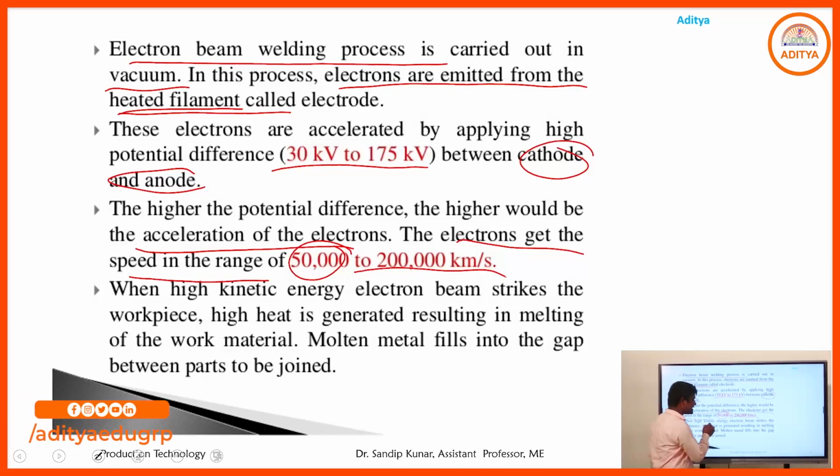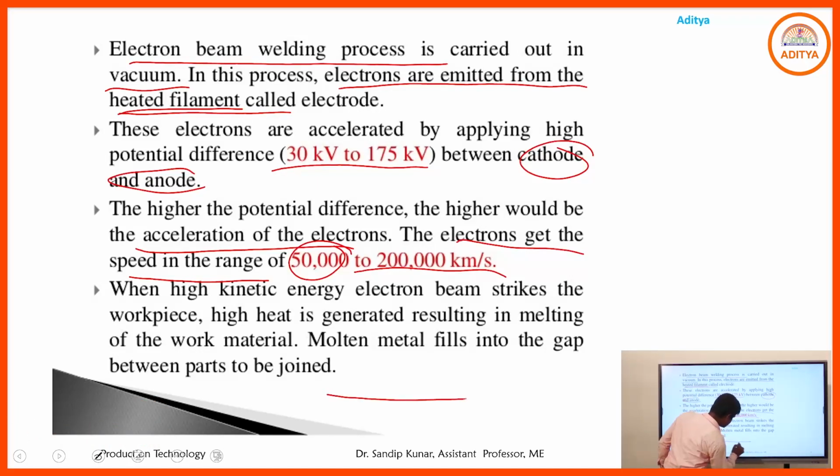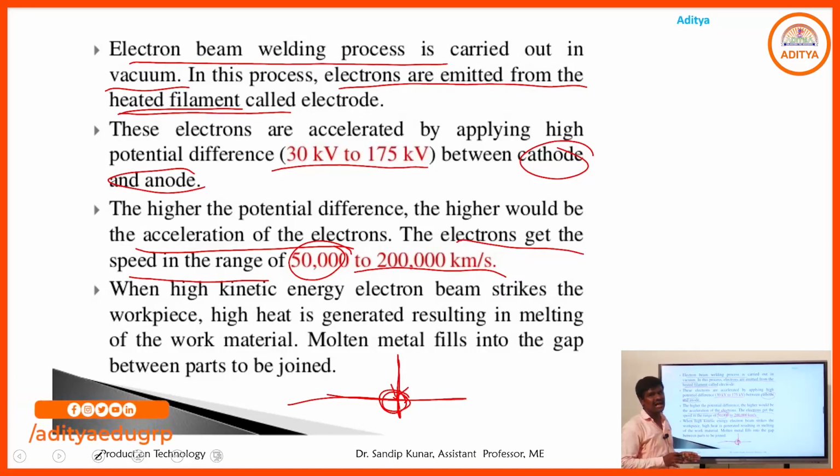When the high kinetic energy beam strikes the workpiece, very high heat is generated in that particular zone. That high heat helps to melt the workpiece. If we want to join across these faces, those faces will be melted due to the high heat energy. After melting, the gap between the two plates is filled up by the molten metal, and after that it is joined.